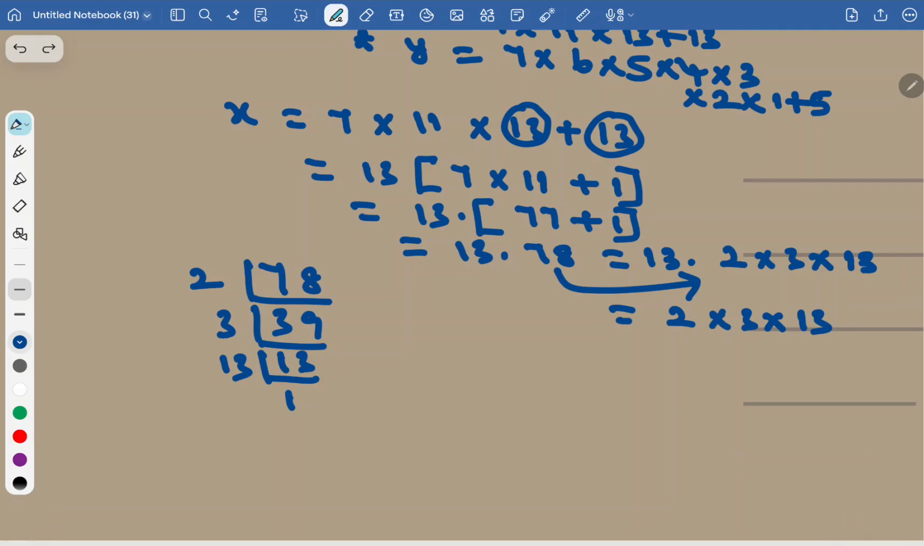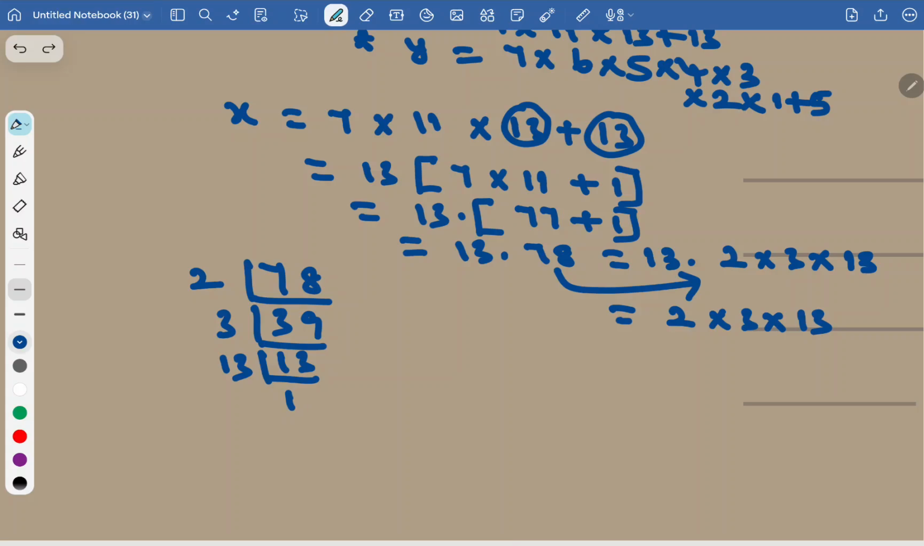Is it a composite number? Yes, it is a composite number. A composite number is a number which must have more than two factors. A prime number is a number divisible by 1 as well as the number itself. Simply put, a prime number must have exactly two factors, but a composite number has more than two factors. More than two factors means composite, exactly two factors means prime.